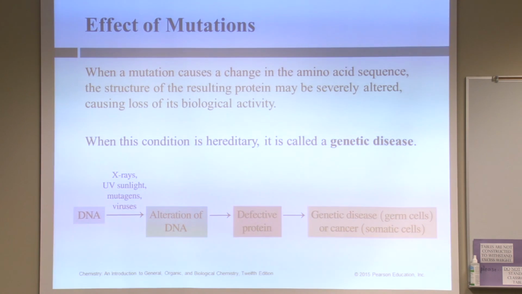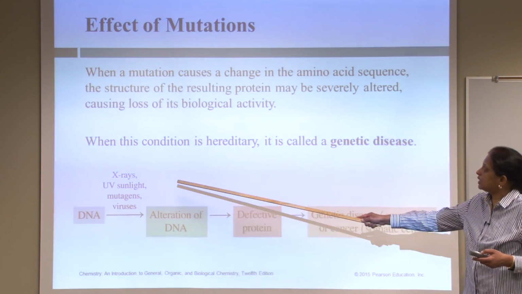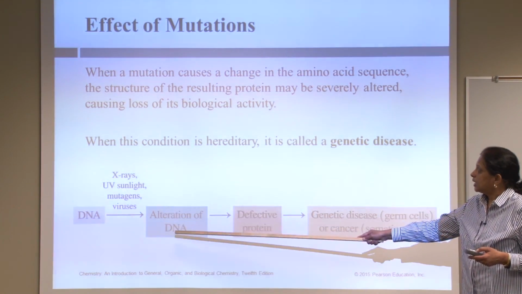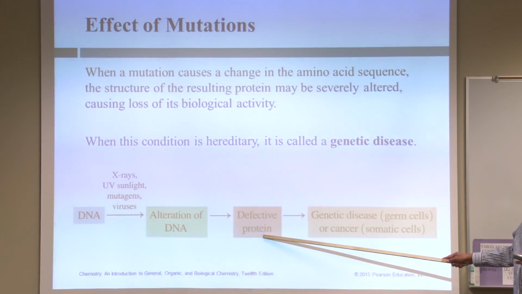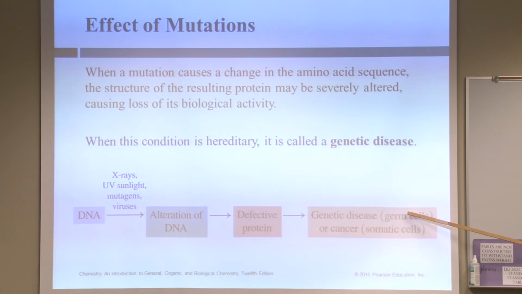When this condition is hereditary, it is called a genetic disease. So here, DNA, due to these factors, may undergo alteration or mutation, creating a defective protein. When it happens in the germ cells, it's a genetic disease. In somatic cells, it can lead to cancer. So these are the effects of mutation.